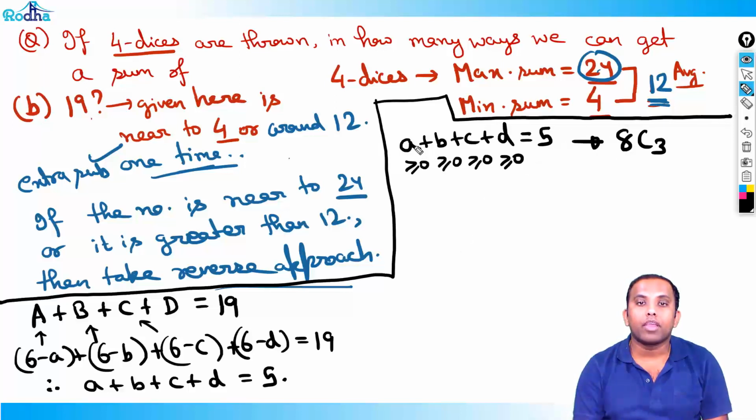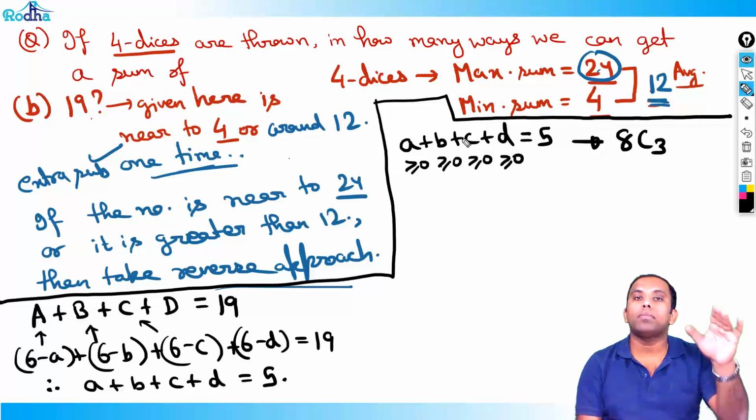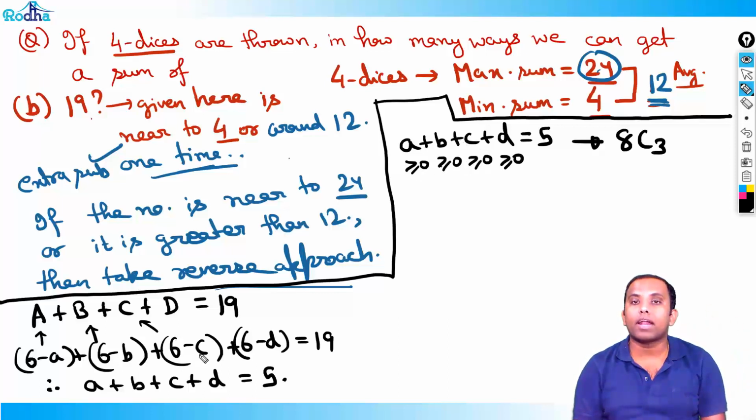It means that if a is 0, what is the actual number on the dice? 6 minus 0, that is 6. If b is 0, the actual value on the dice is 6 minus 0, that is 6, right? That means if a plus b plus c plus d equals 5, the reverse case will take care of capital A plus capital B plus capital C plus capital D equal to 19, because we're just subtracting it.